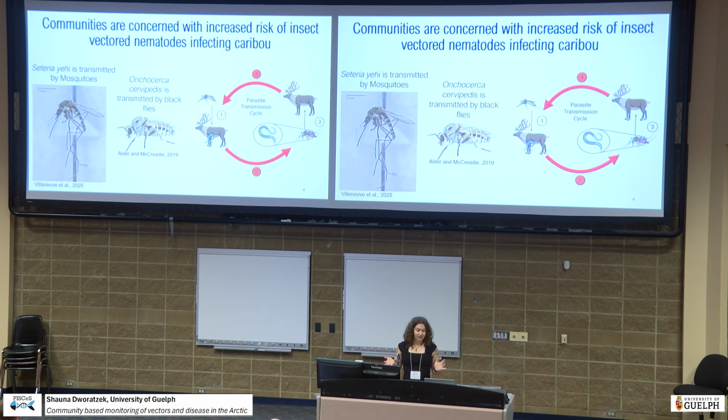And the reason that these different looking mosquitoes and other biting insects such as black flies can pose a risk is because they're able to transmit a variety of diseases, and the ones we were concerned about are vectored nematodes, which infect caribou. And more specifically, we looked at Setaria tundra, which is transmitted by mosquitoes, and Onchocerca cervipedis, which is transmitted by black flies. And although neither of these directly cause death in caribou, both of them lead to decreased body condition and can have corresponding or cascading effects on herd health.